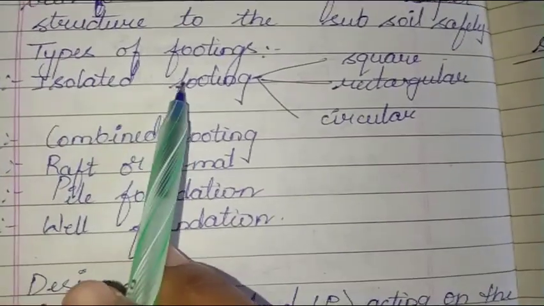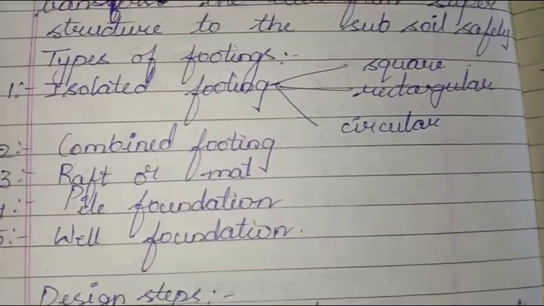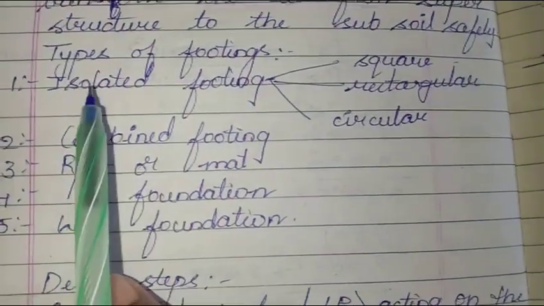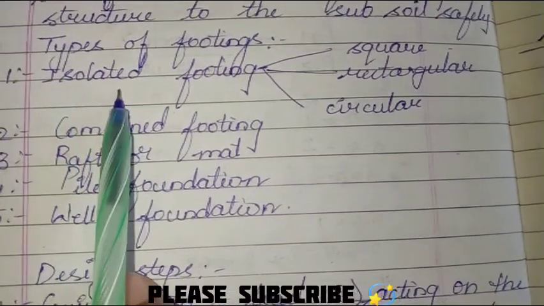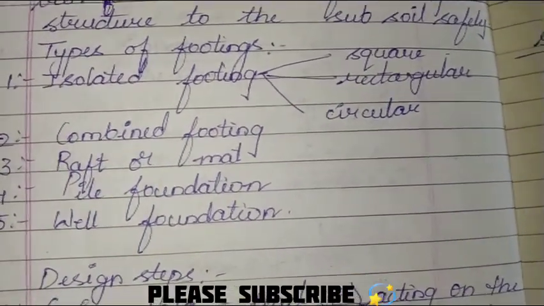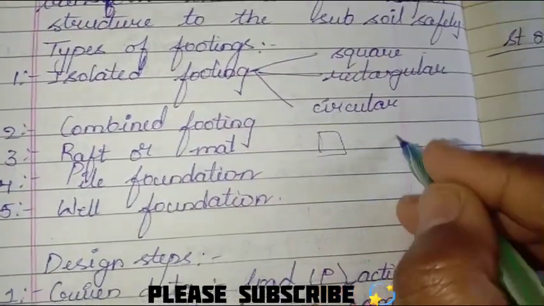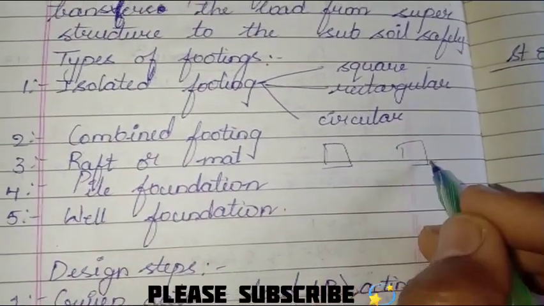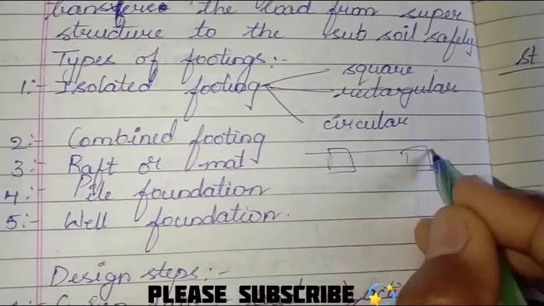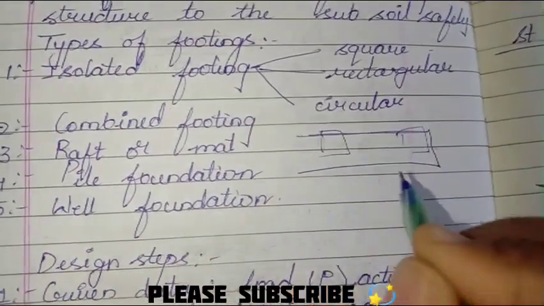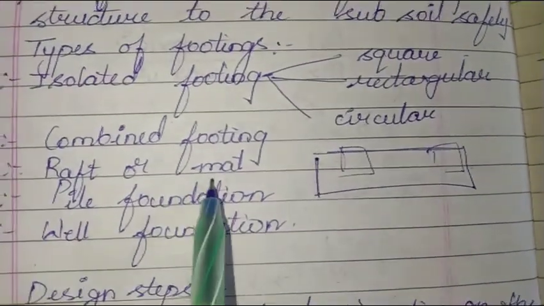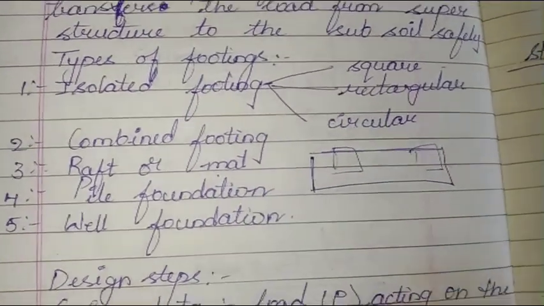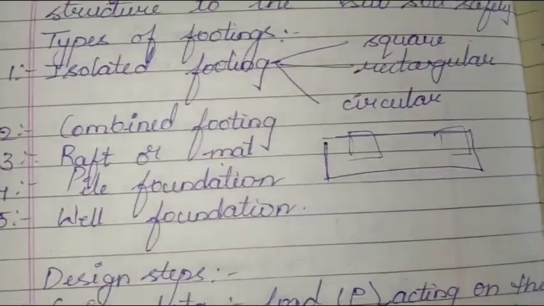We have types of footing, so depending upon our requirement we'll be choosing one from these. Isolated footing, combined footing. Generally we can say isolated means it is separated. So we have separate rectangular columns, and we call that isolated footing. Whenever we combine these two columns, these two footings, we call that combined footing. We also have raft or mat footing. The mat foundation itself explains that it is a closed mat.